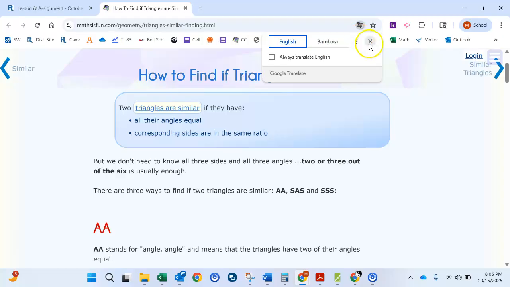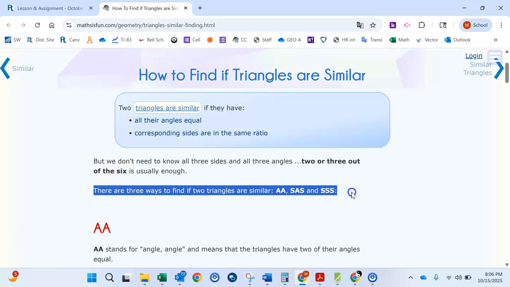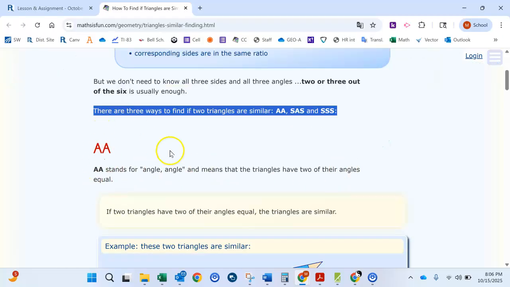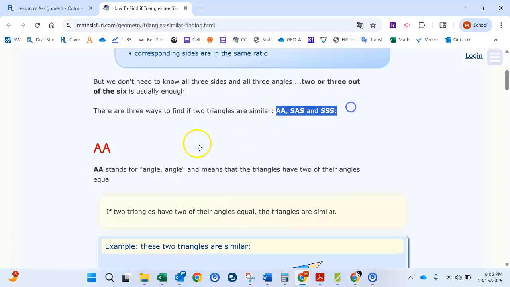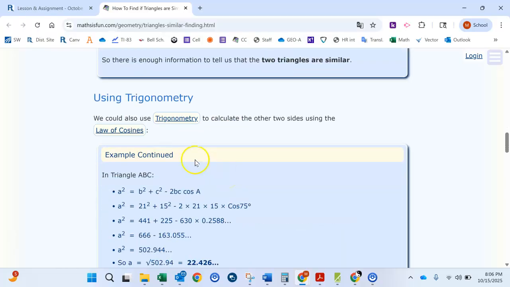The very important thing about it is it tells you the reasons for knowing that it's similar. So please read through that, but basically you'll find it's those three reasons, and then it's going to explain it to you and give you examples. So make sure you go through that.